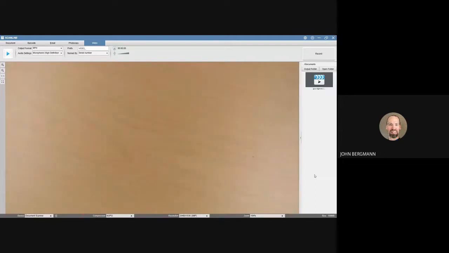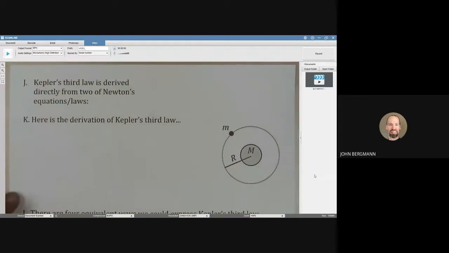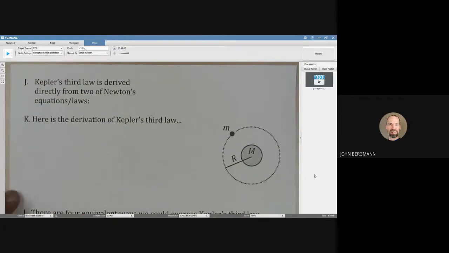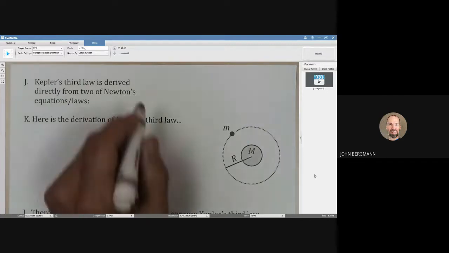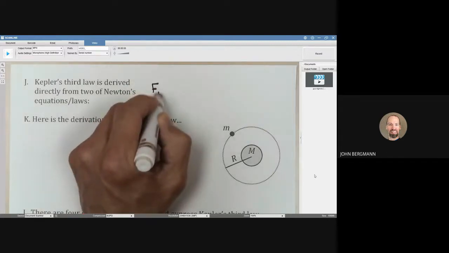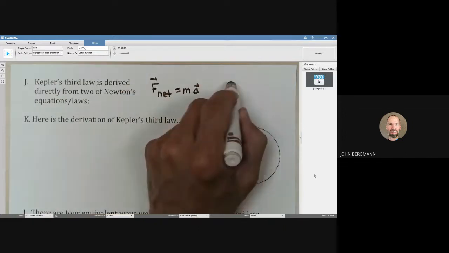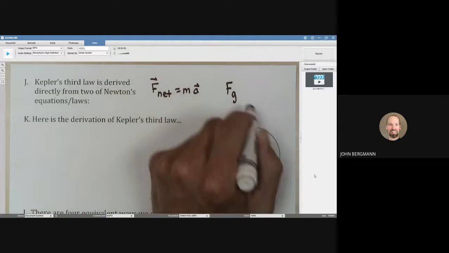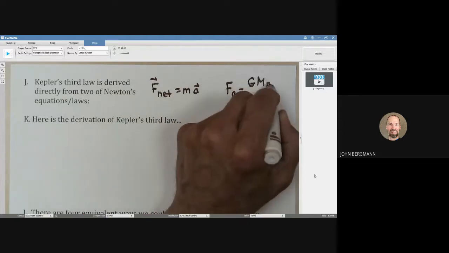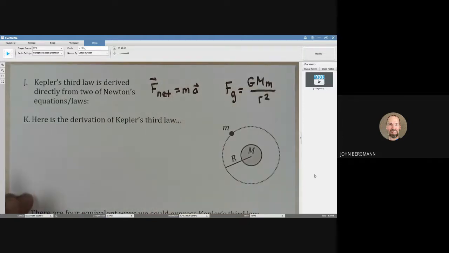Actually, it's not too difficult to derive that, and we're going to do that for you here in just a little bit. That third law is derived directly from two of Newton's laws, namely his second law, and then also from the force of gravity equation. Let's try deriving Kepler's third law.